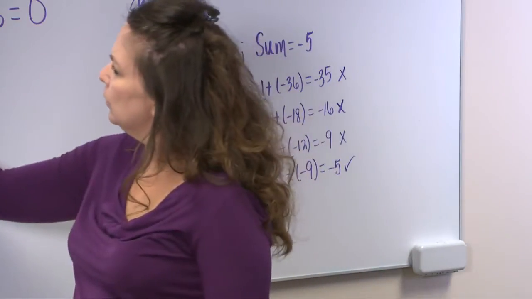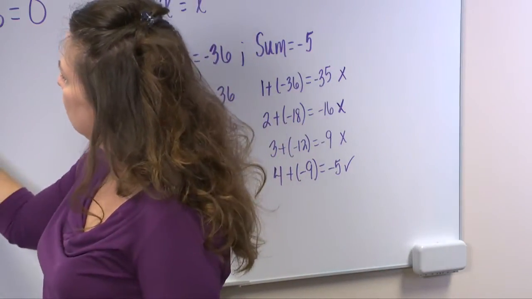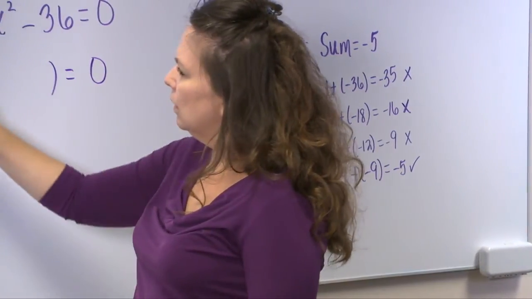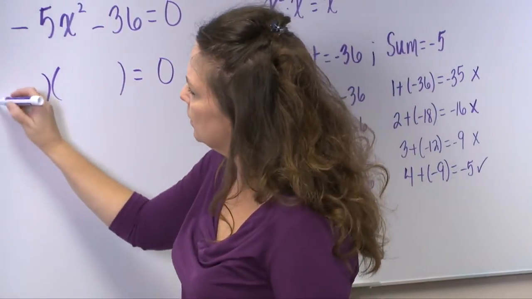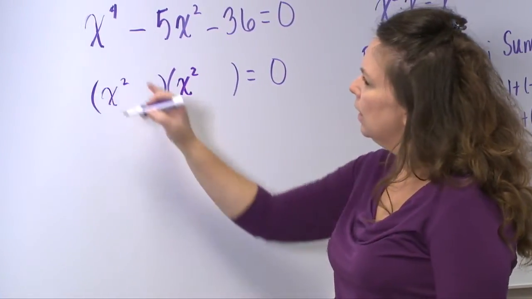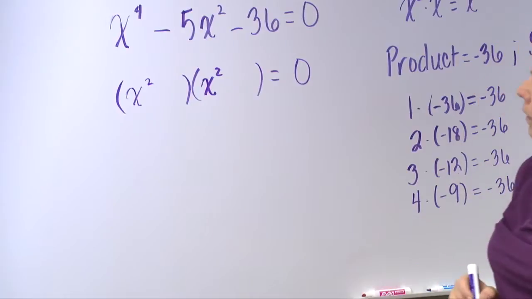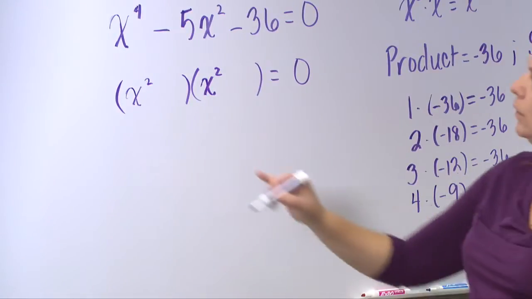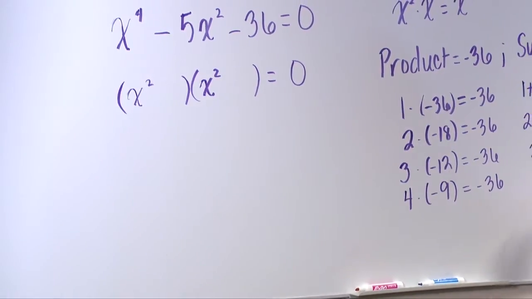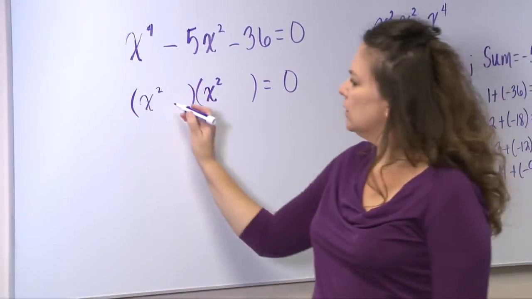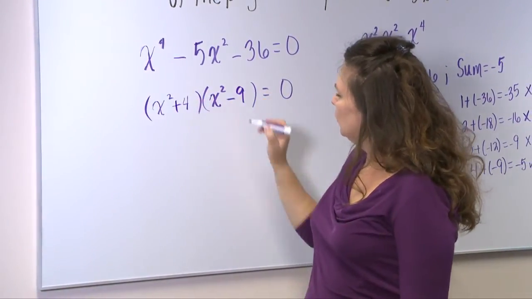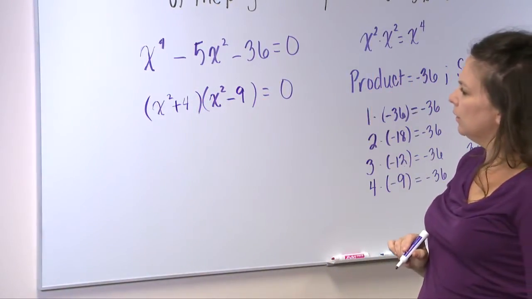So what I want to do is factor this as such. I know that x squared multiplied by x squared is x to the fourth. And since the leading coefficient here is a 1, I can go ahead and use the two numbers that I just located. So we have x squared plus 4 and x squared minus 9 as the factorization.